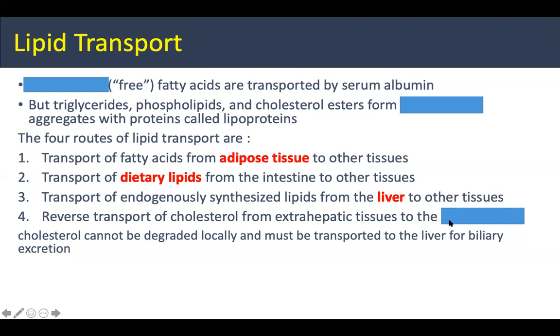Okay, this is a really important concept, and I kind of touched on it before, but I really want you guys to understand this. When I say reverse transport of cholesterol, when I say that the cholesterol is going from certain peripheral tissues and going back to the organ, which organ am I talking about? Yes, the liver. My cholesterol is going from my peripheral tissues and coming back to the liver.